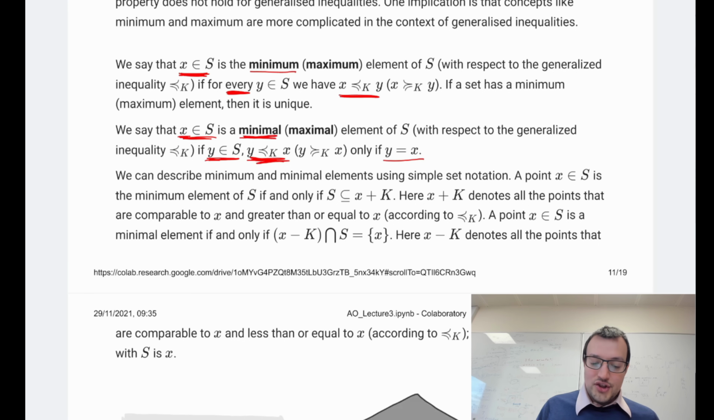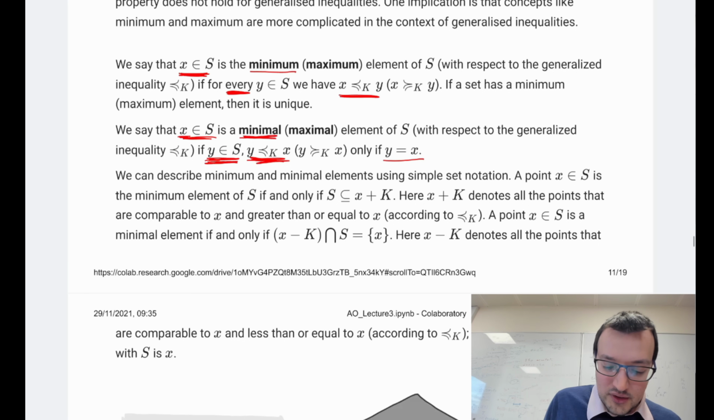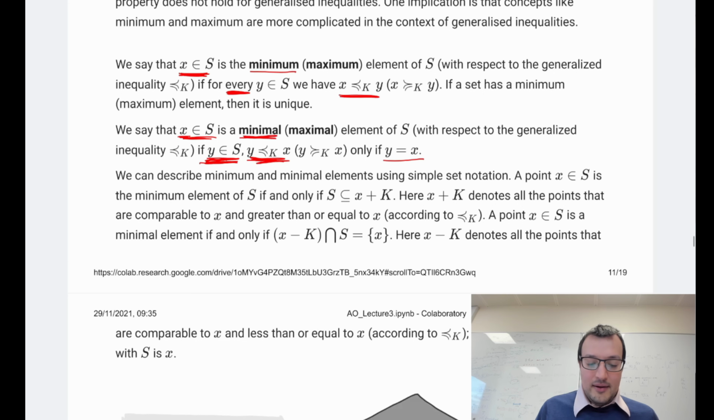However, for generalized inequalities, this is not the case, and the importance is here, in this condition. In the minimal definition, what we say is that if a y belonging to the set is less or equal than x, this implies that y is equal to x.